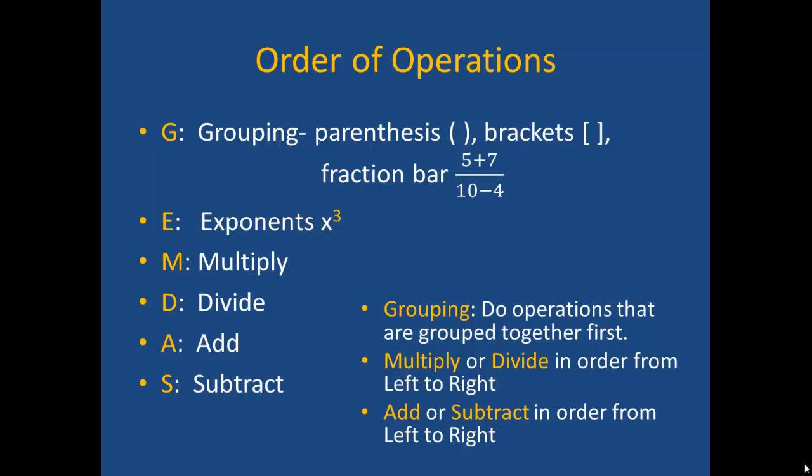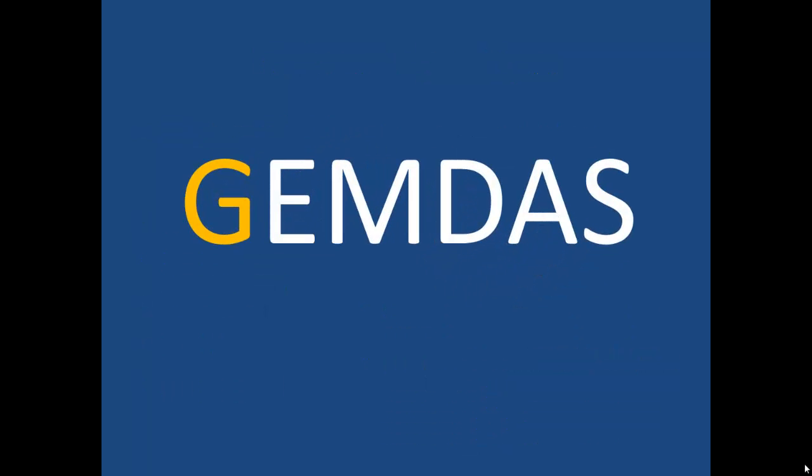It is most appropriate to say that grouping should be done first, and this might include parentheses, brackets, or a fraction bar. So instead of PEMDAS, we should remember grouping first, followed by exponents. You then multiply or divide in order from left to right, and you add or subtract in order from left to right. So instead, students need to learn the new expression, GEMDAS.